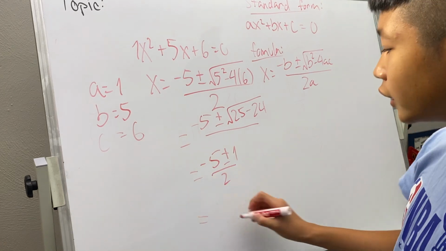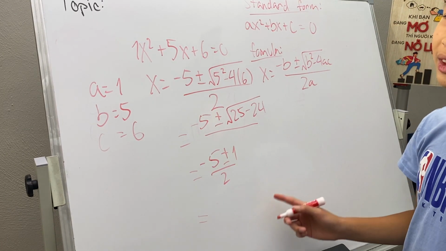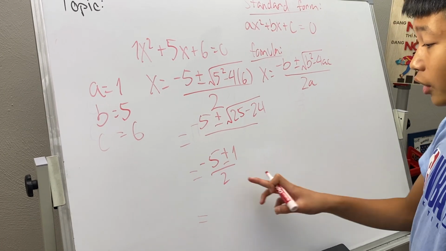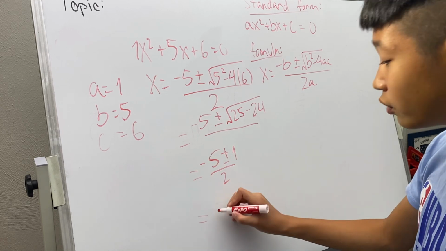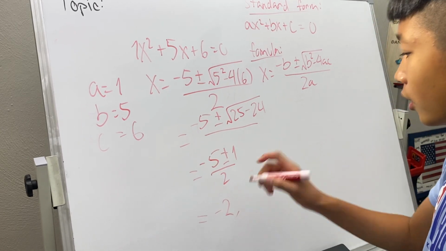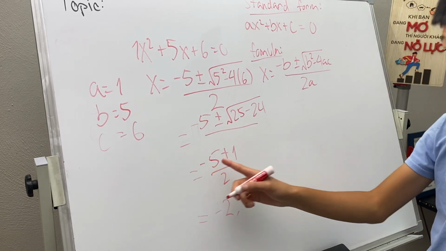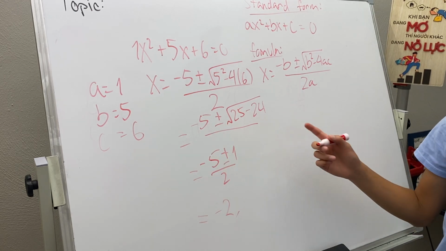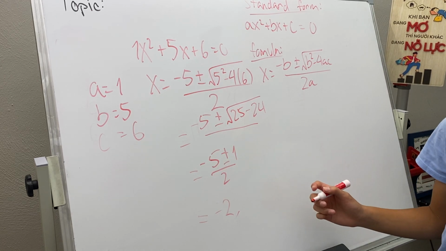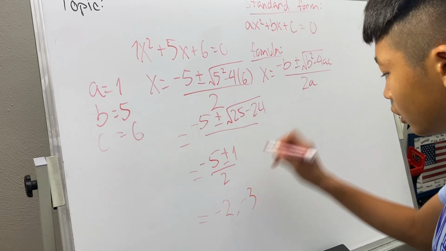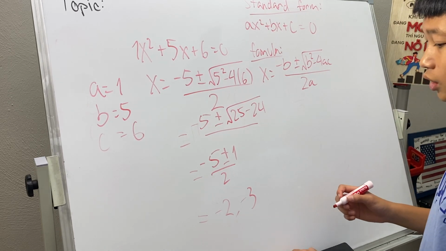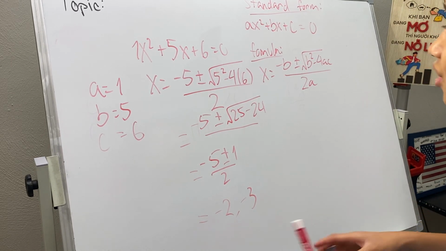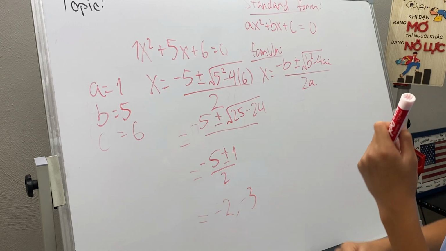The first one is going to be minus 5 plus 1, which is minus 4, divided by 2. So the first answer is minus 2, comma. Then the second one is negative, so minus 5 minus 1, which is minus 6. Minus 6 over 2 is minus 3. There we go.